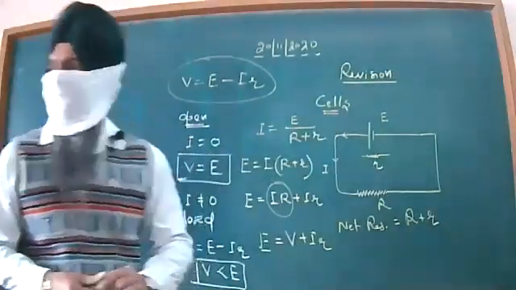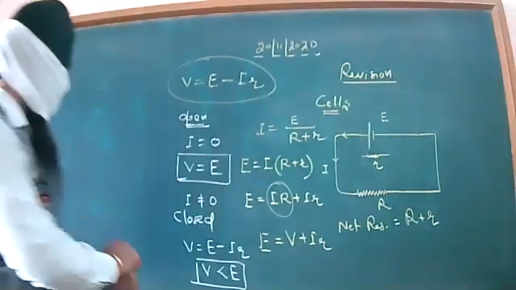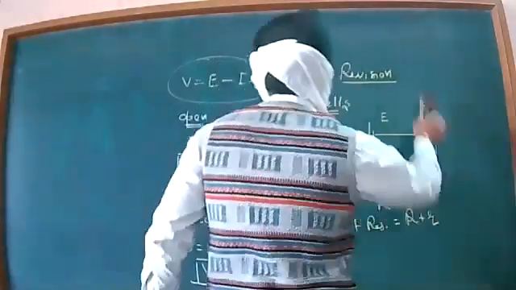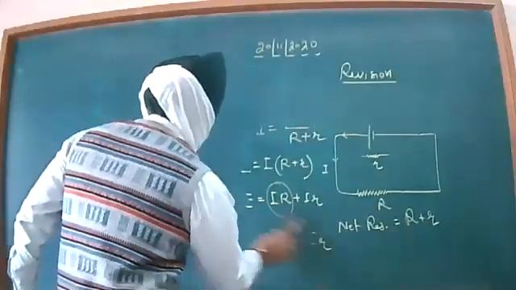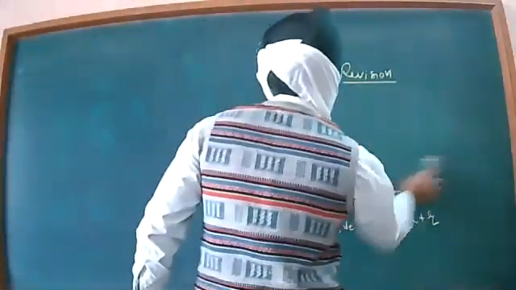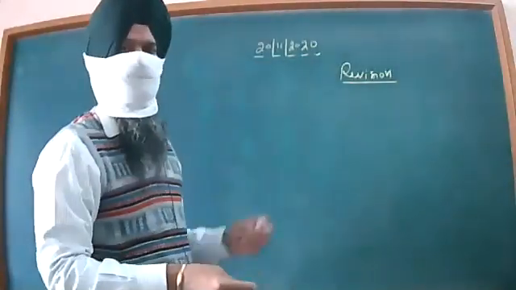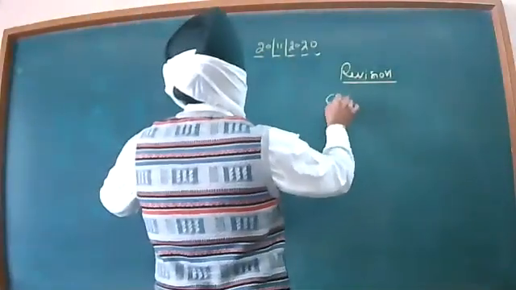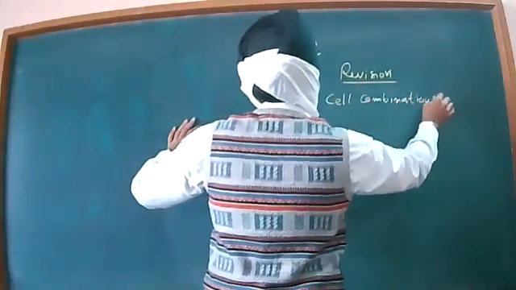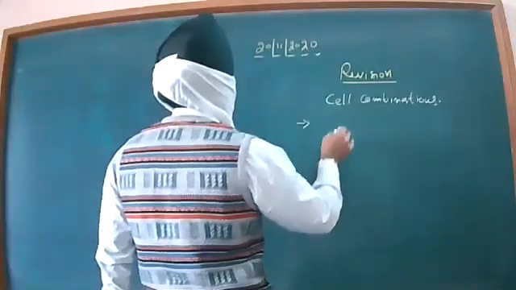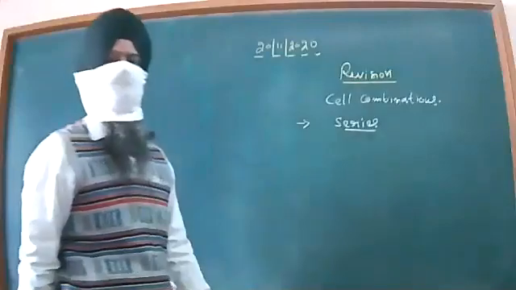So this is the way to relate the different types of terms. Now, before I begin with Kirchhoff's law and all that, dear children, I will be focusing upon the cell combinations. I will devote a few minutes to this concept also. Let us have cell combinations. In the case of cell combinations, at the very beginning, we have a series combination of the cells.